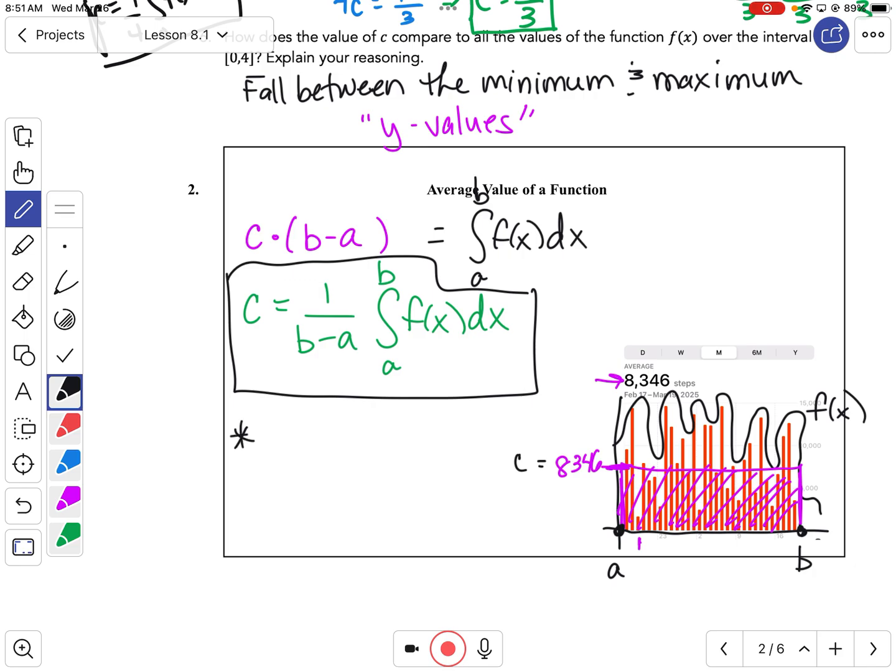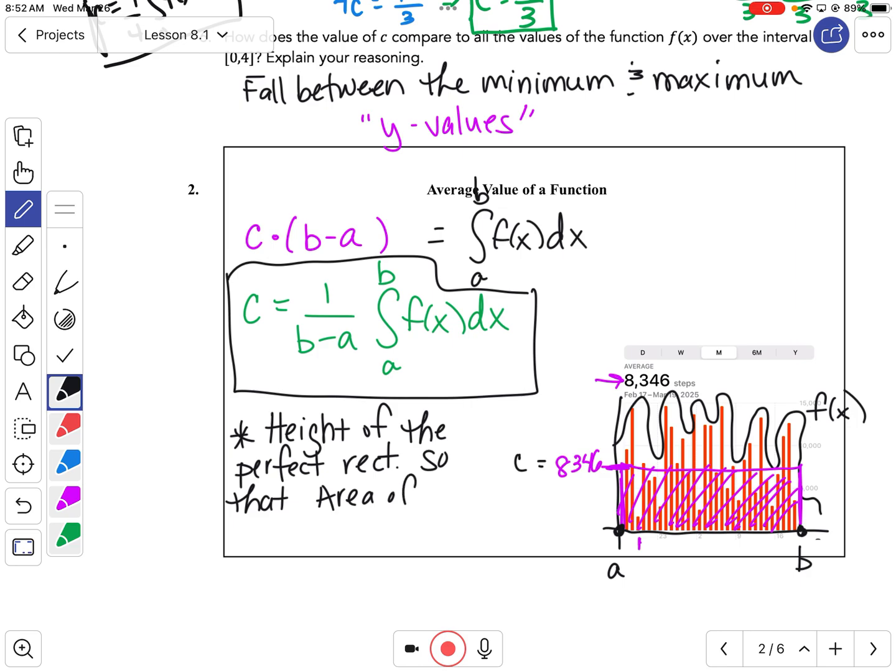And the thing to remember about average value, you're looking for the height of the perfect rectangle. So that area of the rectangle equals area under the curve. That's what we're doing when we're finding average value.